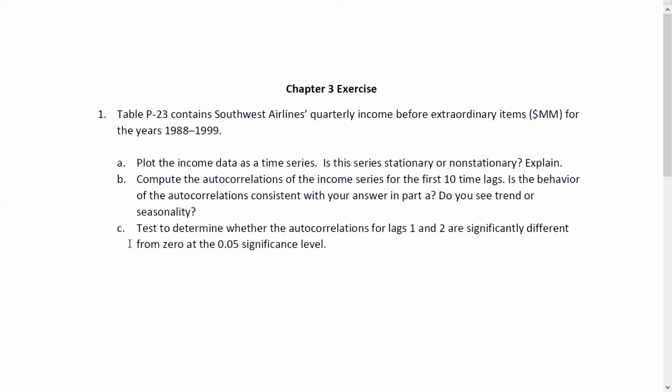Part C: test to determine whether the autocorrelations for lag 1 and 2 are significantly different from 0 at the 0.05 significance level. All right, so it seems like we will go to Minitab directly, copy and paste the data to do the scatter plot, calculate the autocorrelation, and then perform the test. So let's go ahead and do it. We're gonna move to Minitab. So open my Minitab.